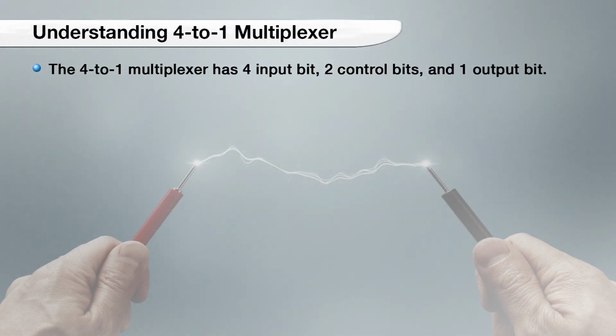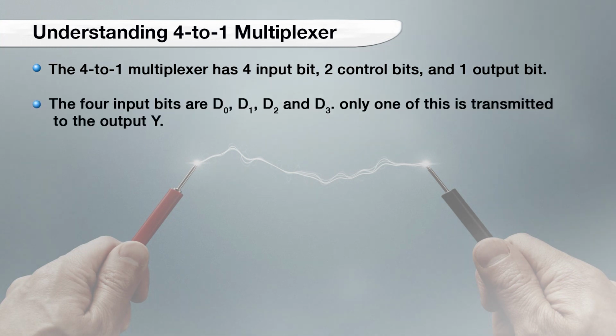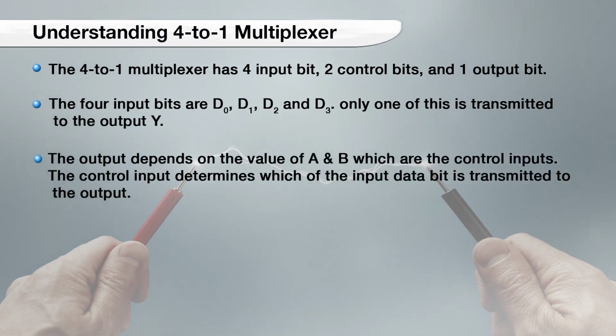So, the 4 to 1 multiplexer has 4 input bits, 2 control bits and 1 output bit. The 4 input bits are D0, D1, D2 and D3. There is only one output Y. The output depends on the value of A and B, which are the control lines. The control input determines which of the input data is transmitted to the output.